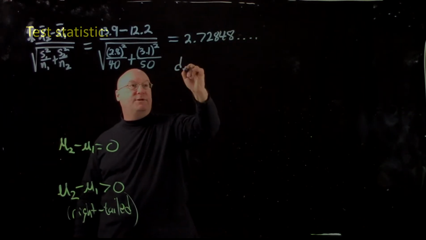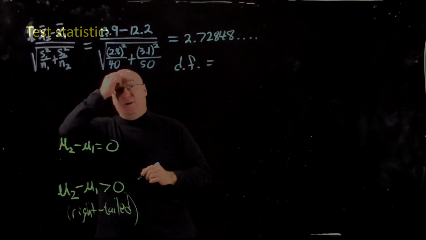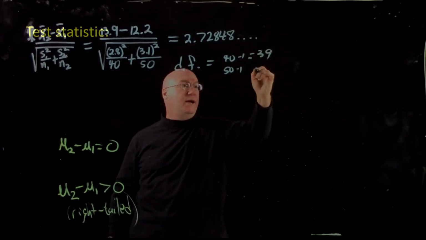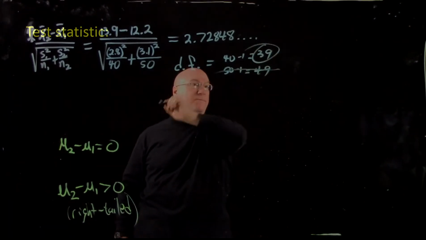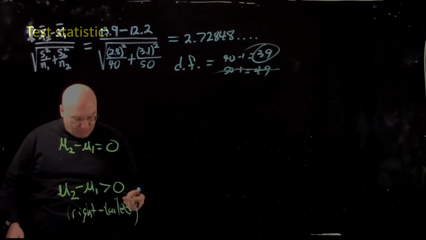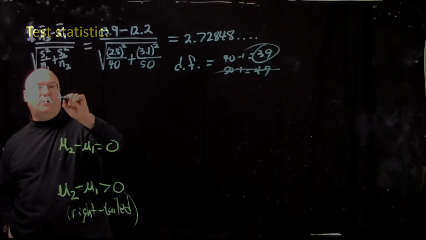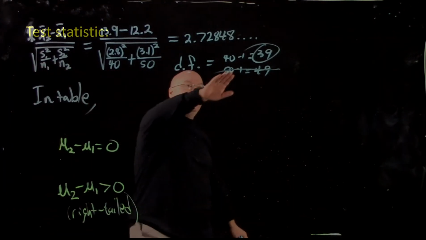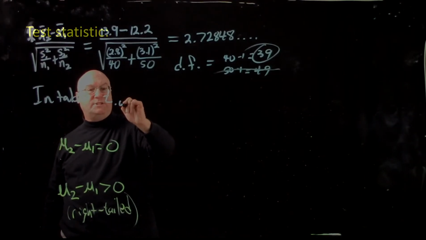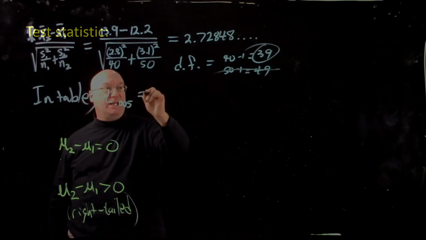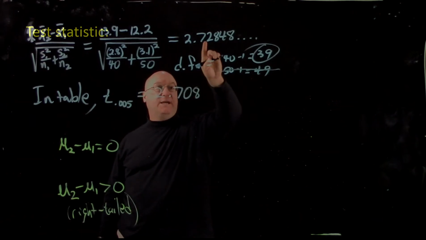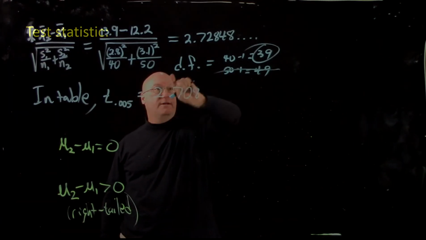And what's the degrees of freedom? Well, there's 40 minus 1 and there's 50 minus 1. That's 39 and that's 49. So it's that one, right? We use the lesser of the two. So if you go in a table, with the degrees of freedom being 39, what I find is that the critical value, t.005, is 2.708. All right, so that's smaller than that is, right?